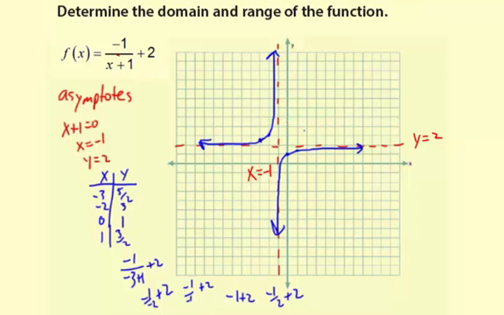This x plus 1, you set the denominator equal to 0, and then you solve, and you can't divide by 0. So you get x plus 1 equals 0. So x equals -1 is your vertical asymptote. And this plus 2, this is the horizontal asymptote here. So it's just y equals 2.